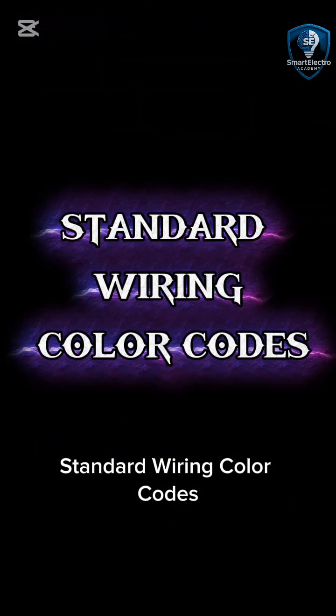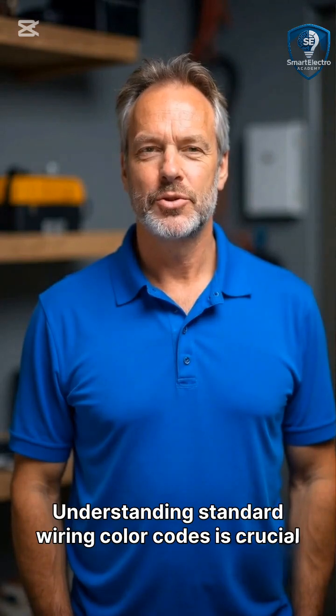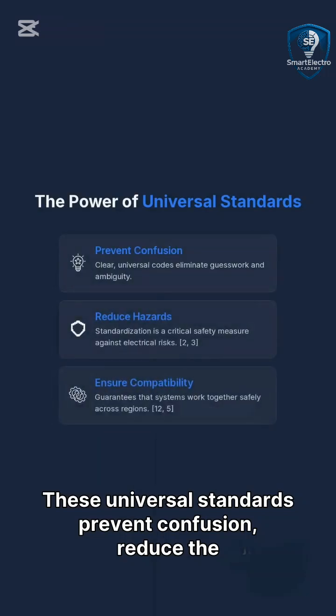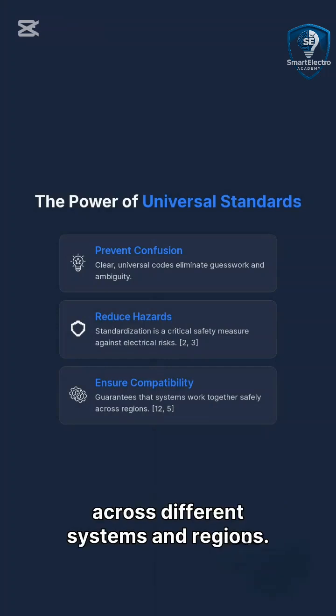Standard wiring color codes. Understanding standard wiring color codes is crucial for electrical safety and proper installation in any setting. These universal standards prevent confusion, reduce the risk of electrical hazards, and ensure compatibility across different systems and regions.